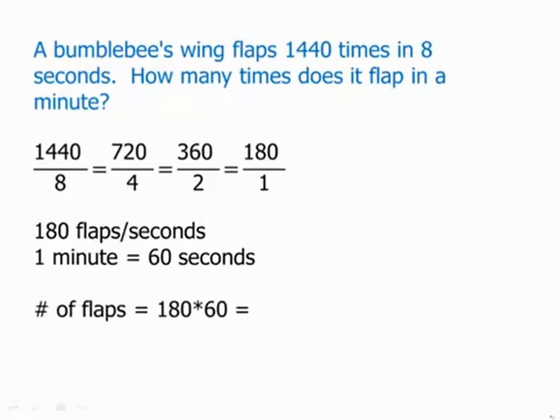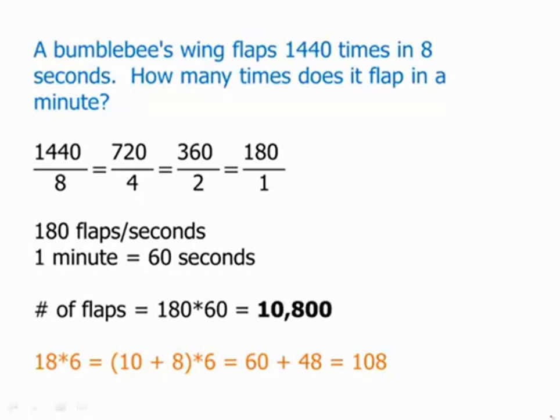So the total number of flaps is going to be 180 times 60. We don't actually need a calculator for this. Let's drop those zeros and make things a bit simpler. If we're doing 18 times 6, well, one way to think about this, the 18 is 10 plus 8. Well, I can do 6 times 10, that's 60. I can do 6 times 8, that's 48. I can add those two, that's 108. So now we're just going to add the two zeros, and so what we get is a product of 10,800, and that is the number of flaps in a minute.